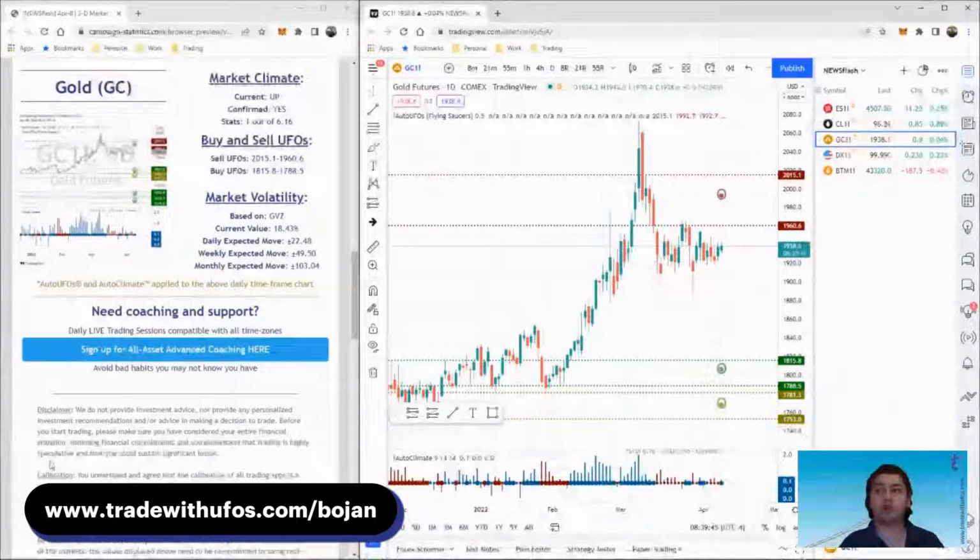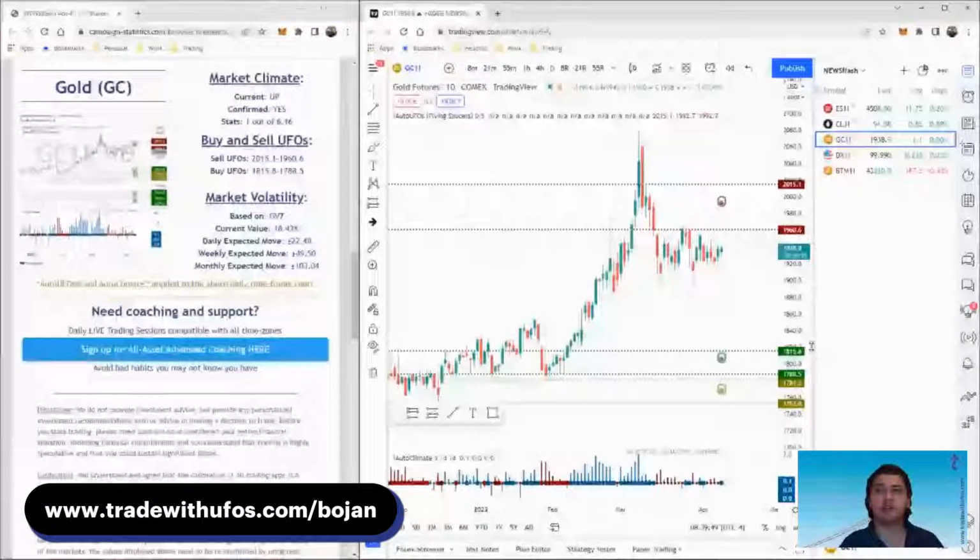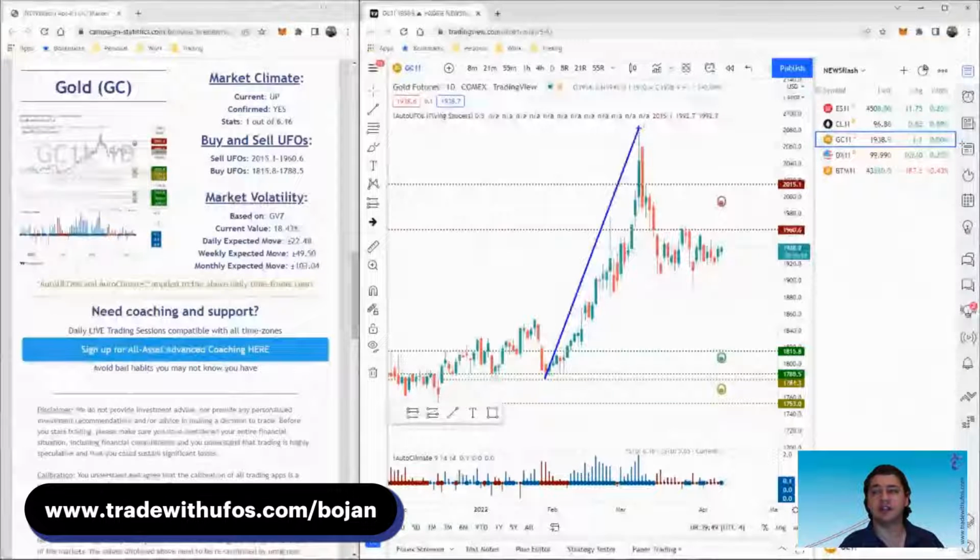For gold, we saw that big spike when volatility kicked up. I mean, it just went sky-high from the 1700s to over 2000, a $300 move in a month and a half or so. We've only seen it come back to 1800, so still an impressive move from those lows, given the fact that gold is the typical haven for money when volatility kicks high.